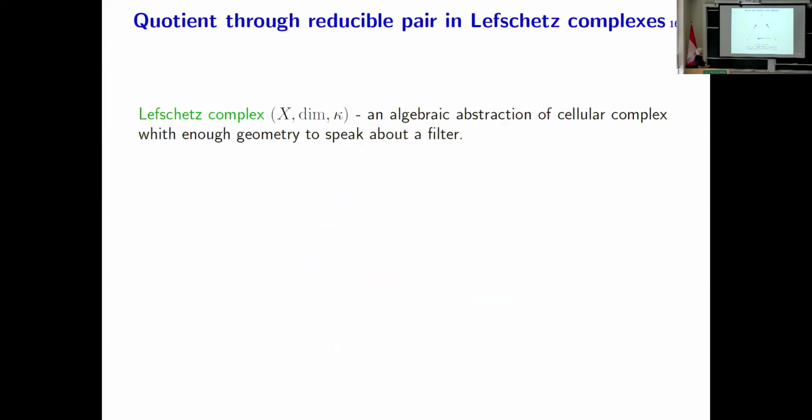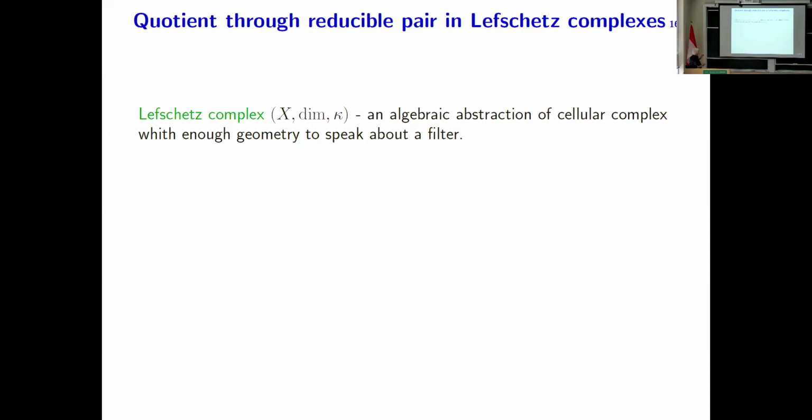But the point is that when you do it purely algebraically by using the concept of Lefschetz complex, introduced by Lefschetz in his 1942 book, you can think about a Lefschetz complex as an abstraction of a cellular complex, an algebraic abstraction of a cellular complex. Some people say a Lefschetz complex is just a based chain complex, so a chain complex in which a base is fixed. But it's better to think that the main object is just the base, and the chain complex should be considered to be on top of it anyway.